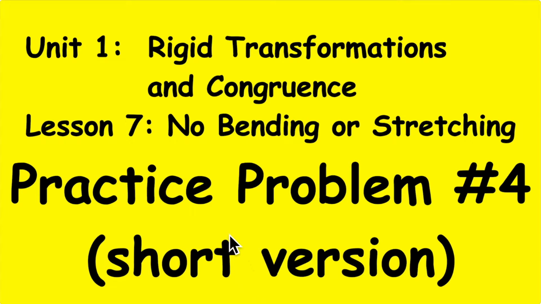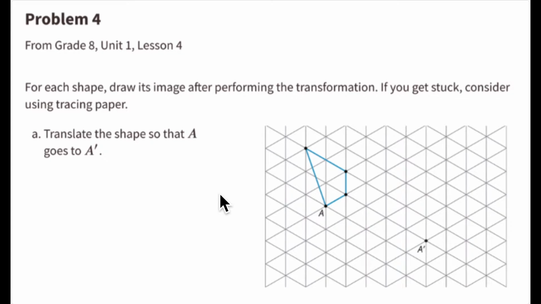This is the short version of practice problem number 4 from lesson 7, no bending or stretching, and unit 1, rigid transformations and congruence. Problem number 4 is another review of the 3 transformations you've been studying. For A, it's a translation of this quadrilateral, B is a rotation of the same quadrilateral, and C is a reflection of that same quadrilateral.